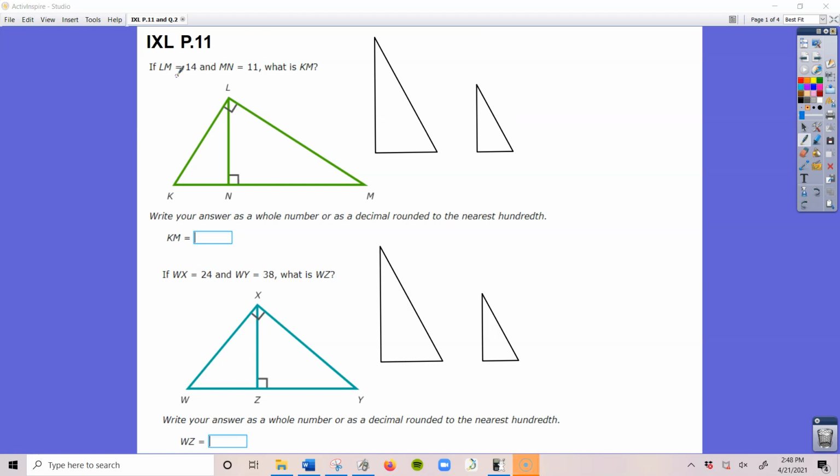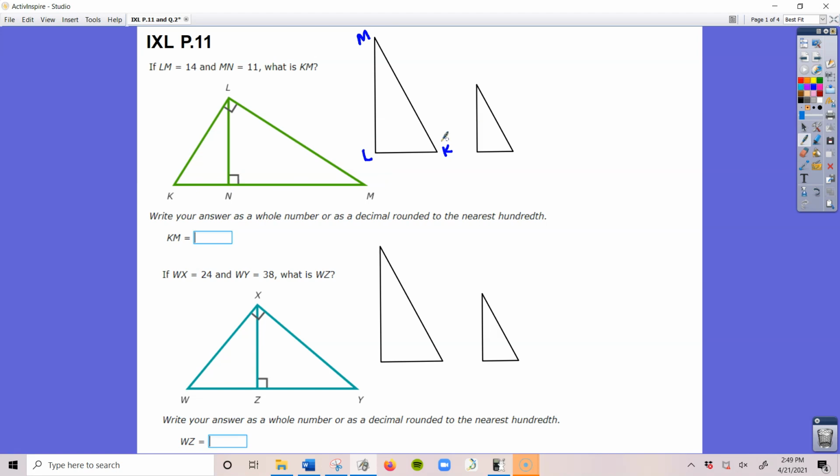So we are told that LM is equal to 14 and MN is equal to 11. So we have this triangle that they're looking at, and then this triangle, and then we want to find KM. The overall big triangle is the one that we're focusing on here. So I'm going to label them. This big one, this is K over here, M at the top, and L at the bottom here.